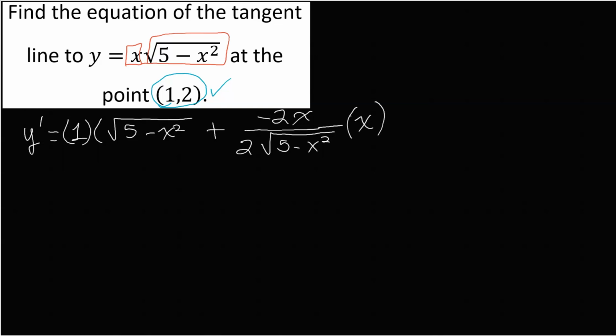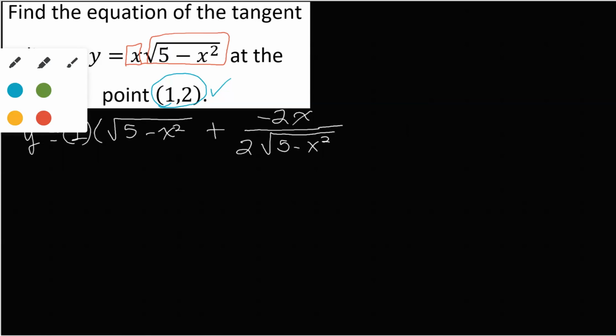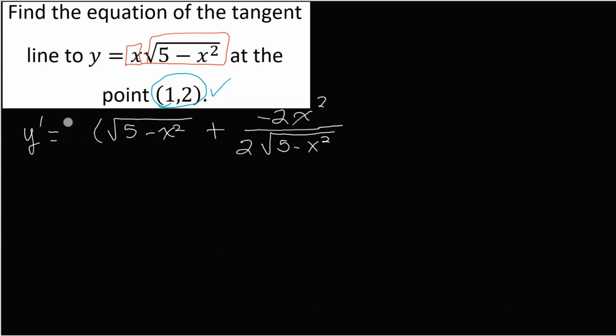So what you will have really is negative 2x squared in the numerator here. Now what can you do to that? Well, multiplying by 1 is like not there. So really, that could be cleaned up to be that derivative right there.